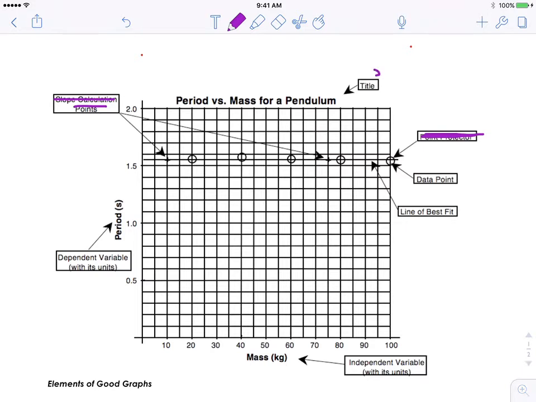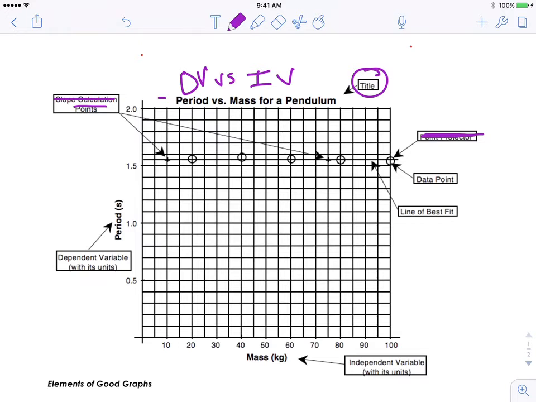All right, a title. Every graph has to have a title. The point of the title is just so people have a quick understanding of what they're looking at, or what's being measured. And the formatting of the title is in this format. You have the dependent variable first, and it's versus the independent variable. We can see here that our dependent variable is period, and our independent variable is mass. They made the title period versus mass for a pendulum. So that's the formatting: dependent variable versus independent variable.